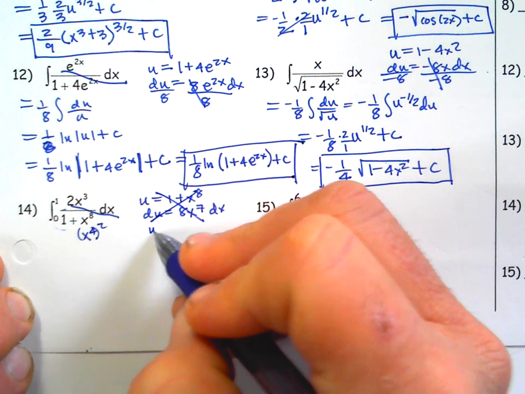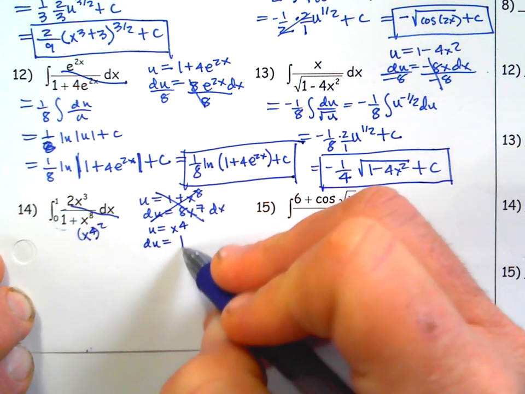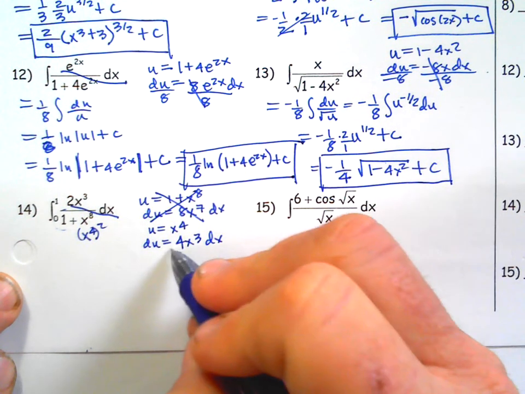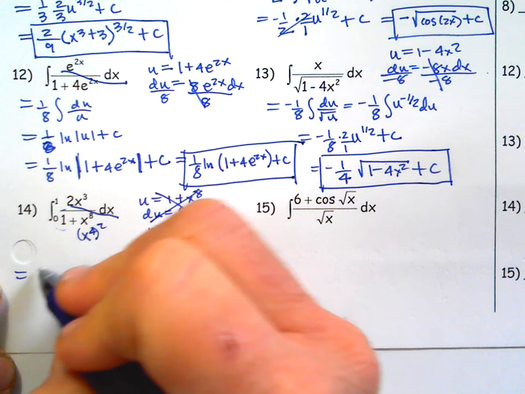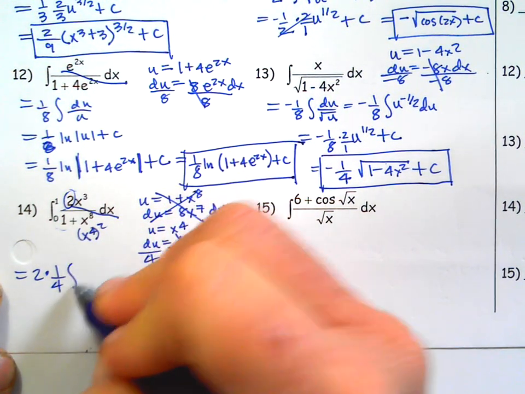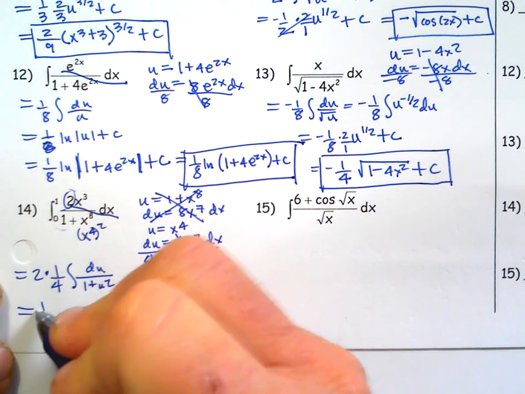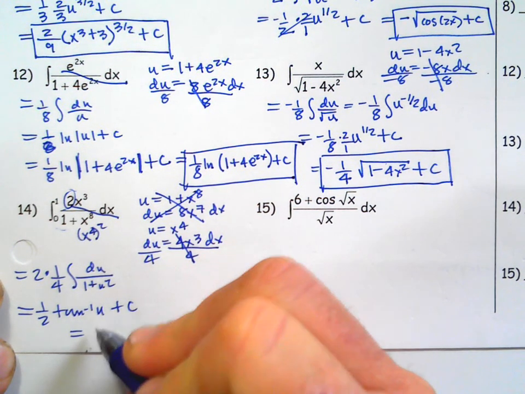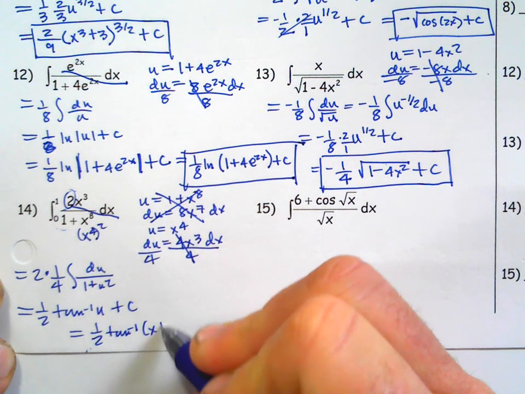So that's going to be my u. And you should hopefully recognize that that's a better option, because that gives you the x cubed dx. Now, I'm going to say I don't want the 4. Let's bring the 2 out in front. And then we have a 1/4, and then a du over 1 plus u squared. So this is 1/2 inverse tangent of u plus c. So this is 1/2 inverse tangent of x to the 4th plus c.